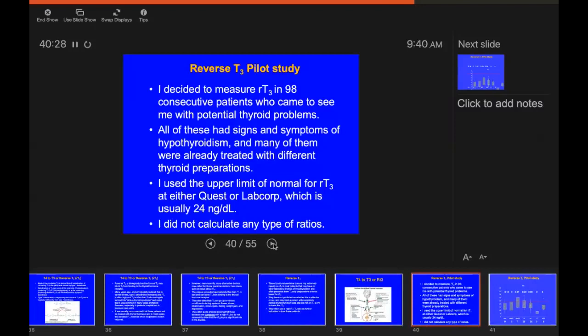So that sort of gave me a little bit of advantage to look at what the reverse T3 was in these different preparations. And I used the upper limit of normal for reverse T3 at either Quest or LabCorp, where I sent the samples. It was about 24, so I used sort of 24 as a cutoff. I didn't look at any type of ratios or anything other than that.